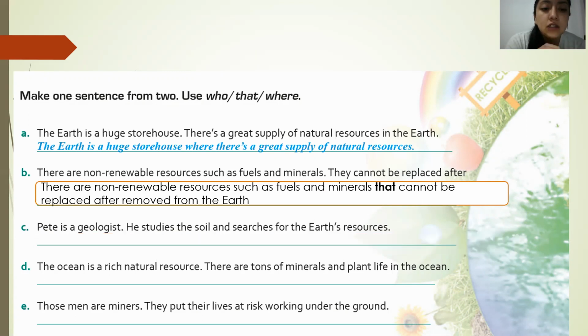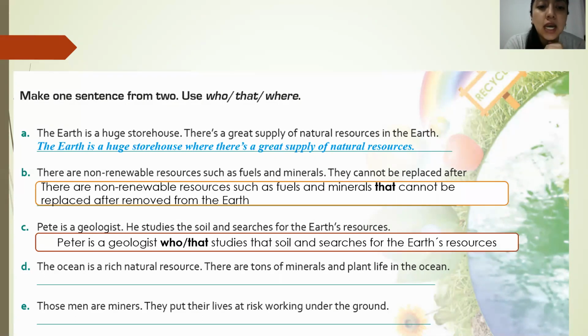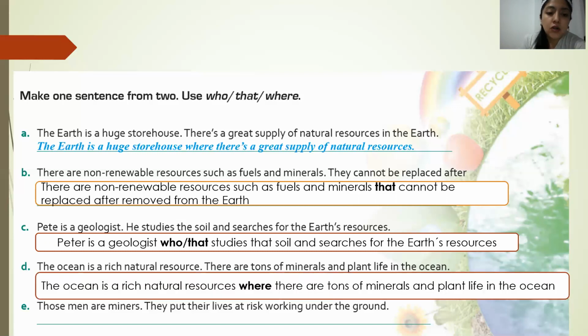Peter is a geologist. He studies the soil to search for resources. There is a geologist who or that studies the soil to search for resources. We are going to talk about Peter, the Peter who studies. Okay. The ocean is a rich natural resource where, because we are going to talk about the ocean, so the ocean is a place, so we are going to use where.